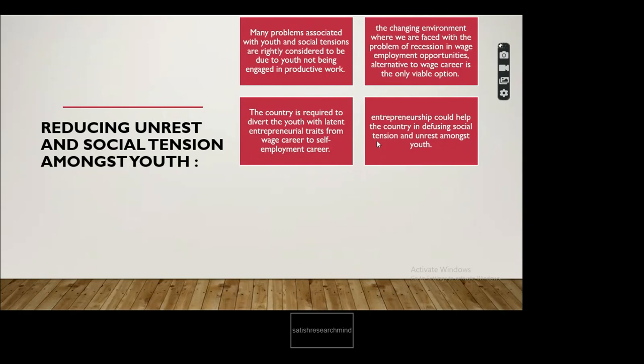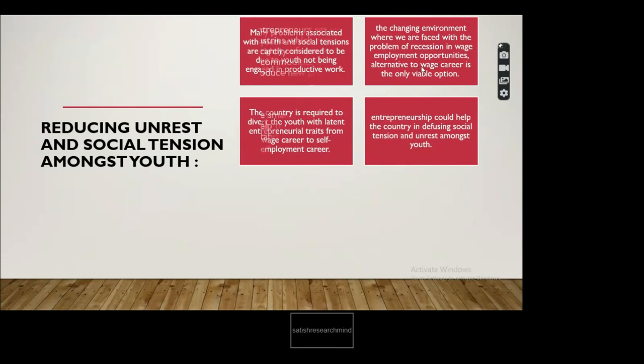How can this be reduced? These social tensions and youth problems with employment. The main tool is entrepreneurship, which can help reduce unrest and social tensions among youth. There are many problems associated with youth and social tensions, rightly considered to be due to not being engaged in productive work, in a changing environment where we face a recession in wage employment opportunities.